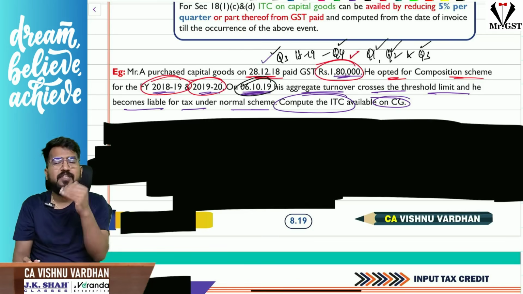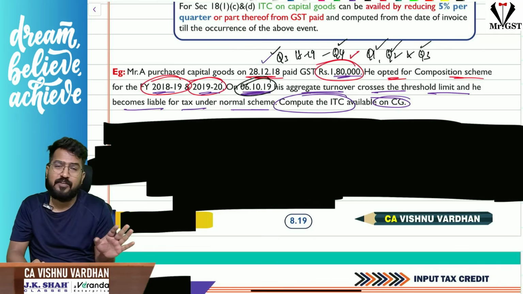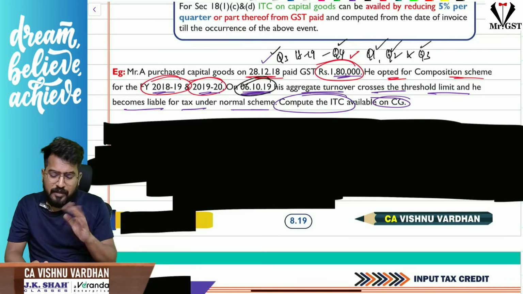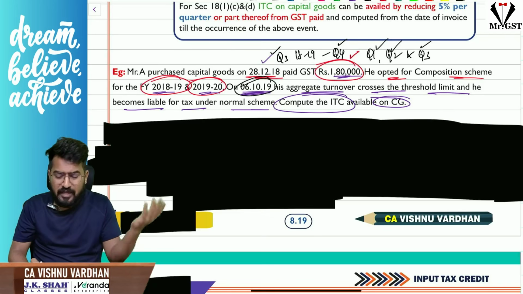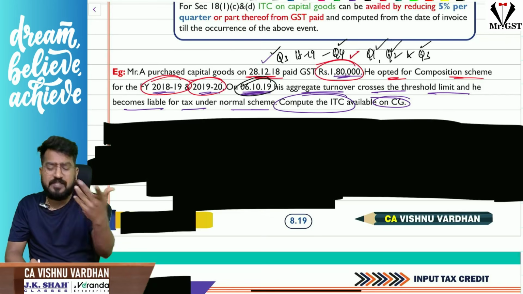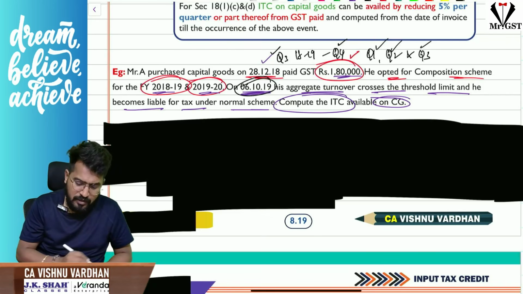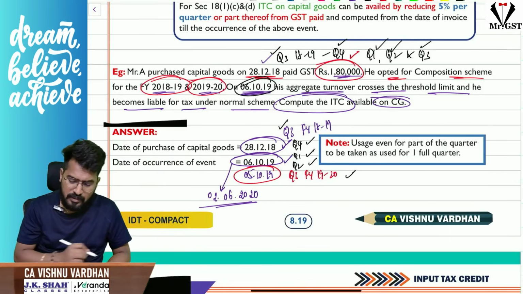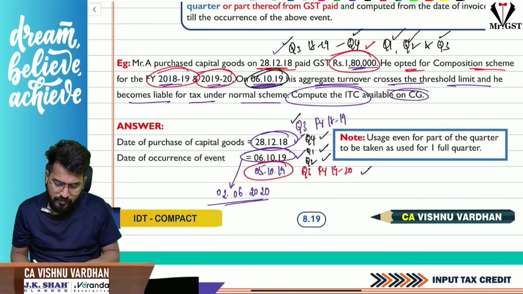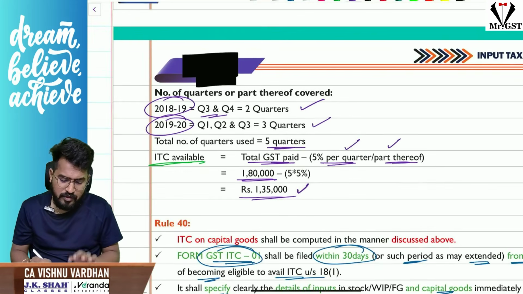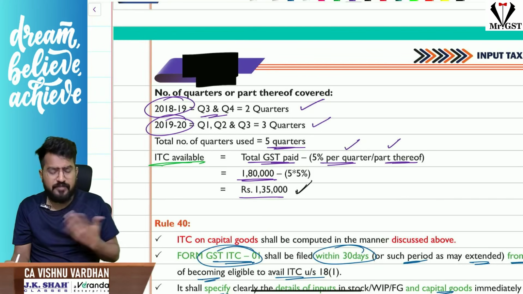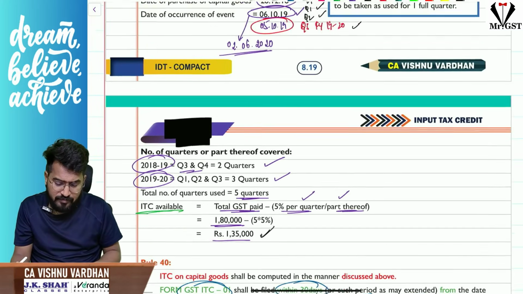So I repeat, whether you take it as calendar year or financial year, the answer will not change, because the quarters are always the same. Okay. So now 5 quarters you have used. So total GST paid 1,80,000 minus 5 quarters into 5%, that is 25%. If you remove that, then that much amount you can take as ITC. That is the answer. If you see, 1,80,000 minus 25%, 1,35,000 will be the ITC.